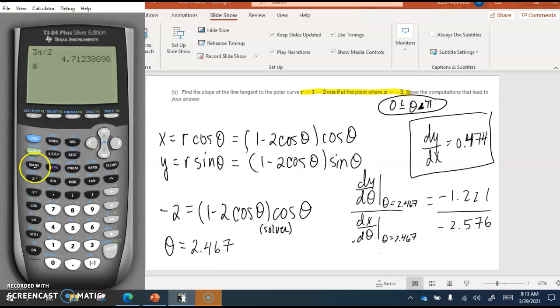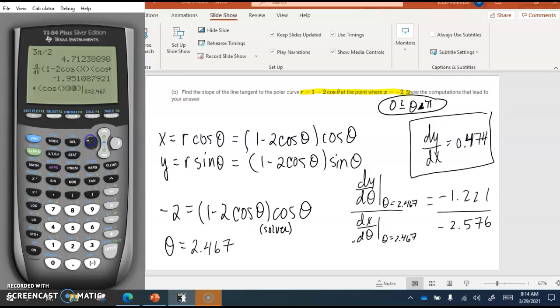So when I find my derivative, so I'm going to derive, right? The calculator doesn't know what the variable is. So I'm going to derive with respect to x. First, I'll start with x. 1 minus 2 cosine of theta times cosine of theta. And I'm evaluating that at 2.467. Okay. Did not get the same answer. And I can see what I did.